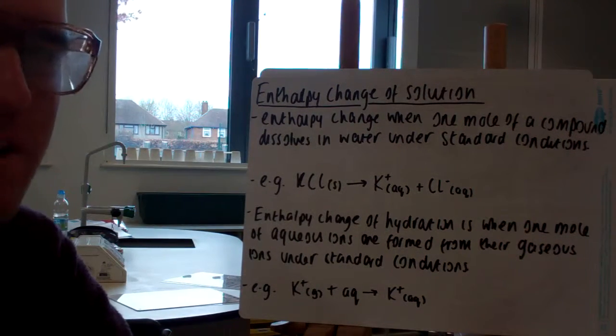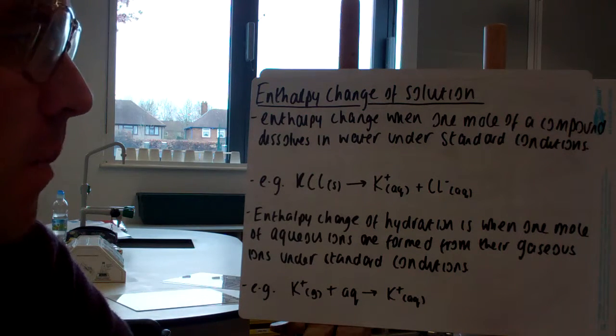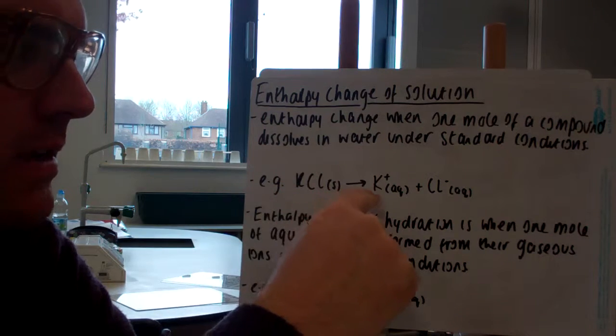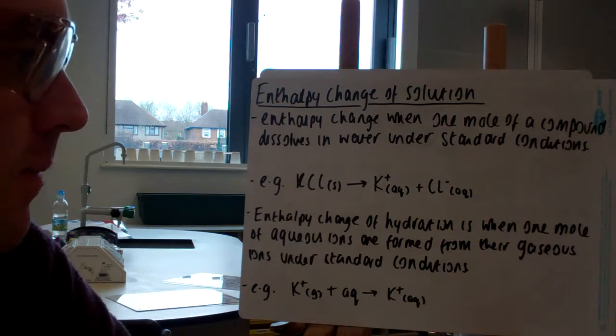Okay, now we look at the enthalpy change of solution. So the enthalpy change of solution is when one mole of a compound dissolves in water under standard conditions. Okay, so we've got potassium chloride, it dissolves, making potassium aqueous ions and chloride aqueous ions.